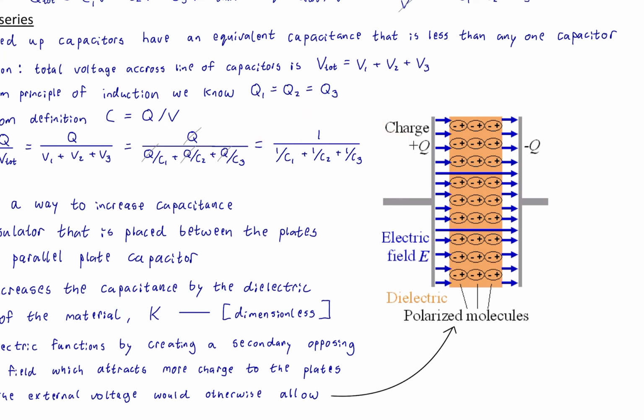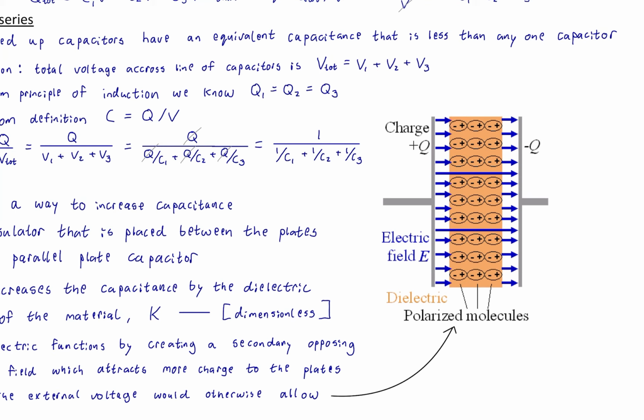You can up your voltage and get more charge, but maybe you don't want to, if you're thinking of the actual application of these capacitors. Well, in that case, you put a dielectric in between your parallel plates, and now you can get more charge per volt.